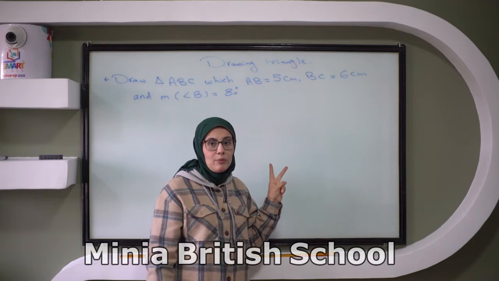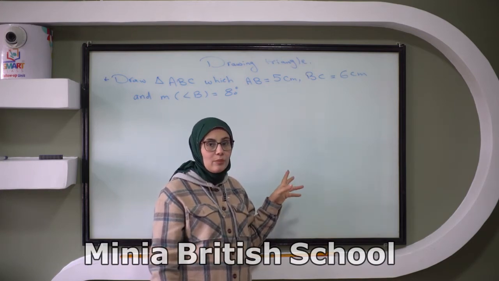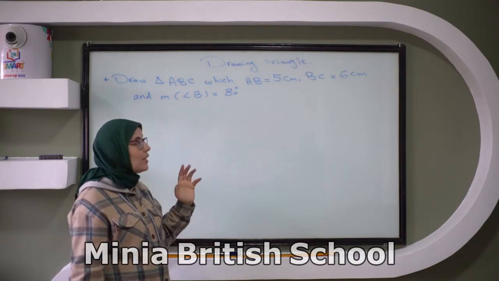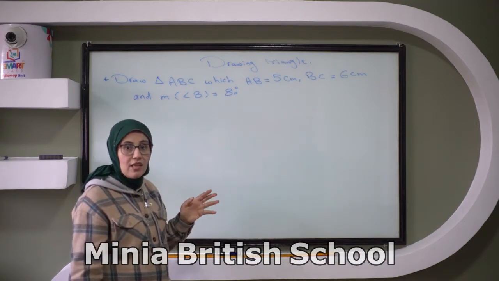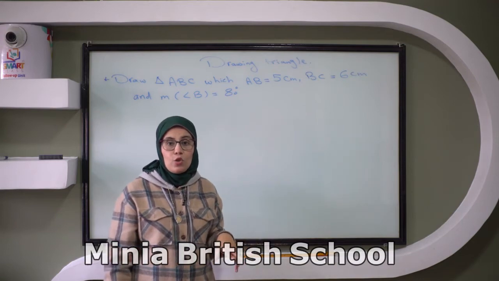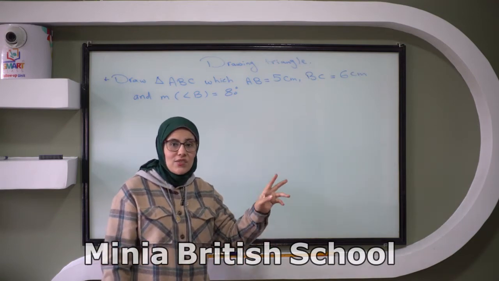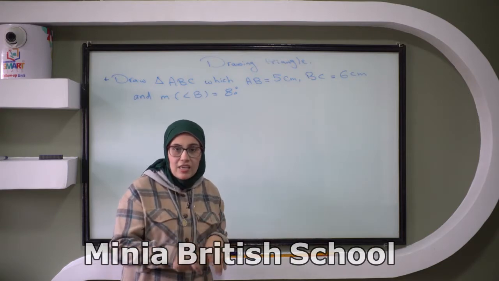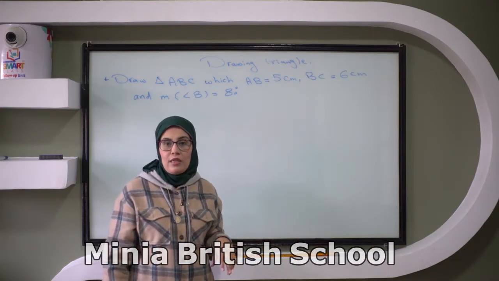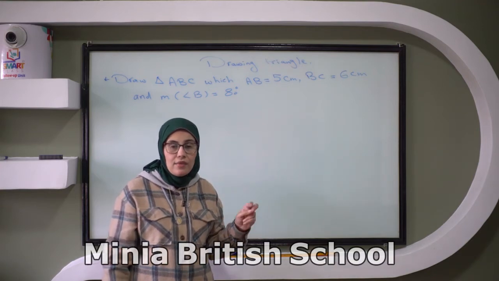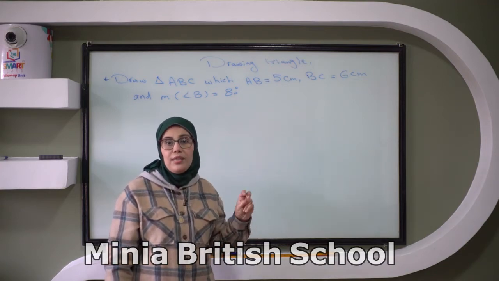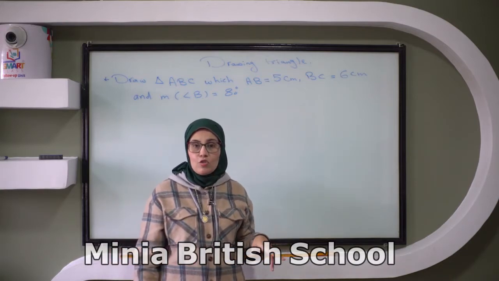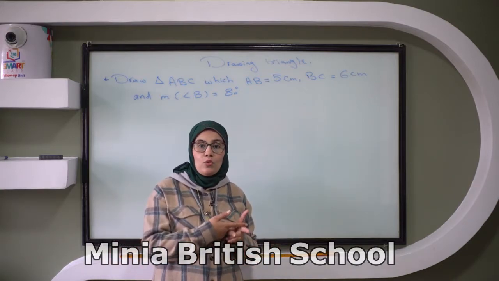So the angle between them must be what? Angle B. So here, of course, he gave me angle B. Angle B equals what? Equals 80 degrees. If he gives you the two sides XY and XZ, the angle will be what? The angle will be X. If he gave you the two sides MN and MB, the angle will be what? Angle M. That's it. So the angle must be between the two sides.